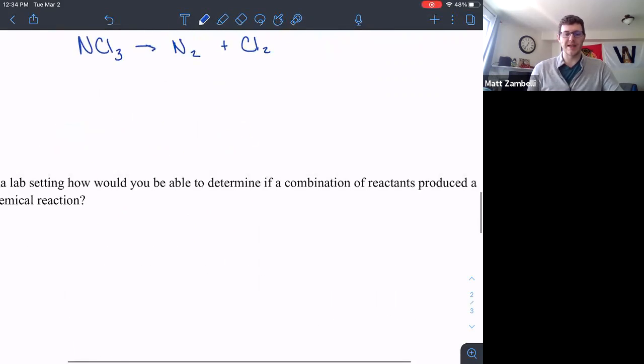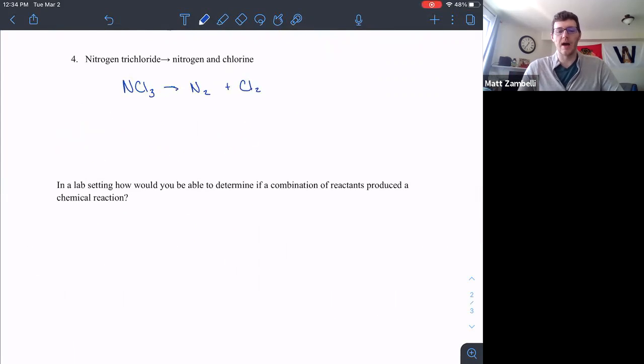Then the last question down here says, in a lab setting, how would you be able to determine if a combination of reactants produces a chemical reaction? What do we look at to figure out if we produce a chemical reaction? Who remembers?